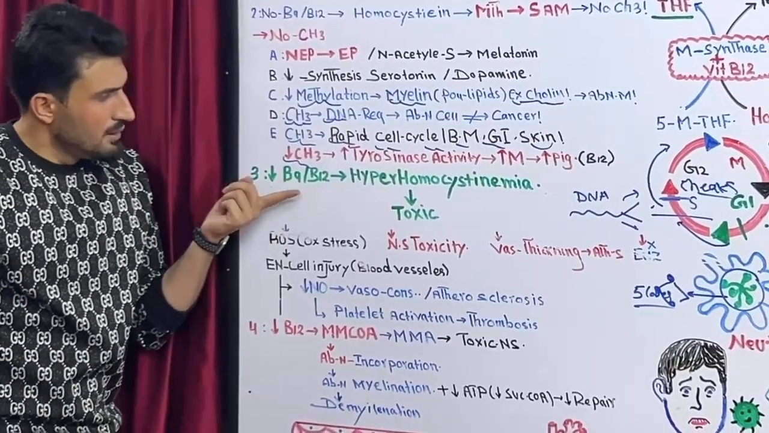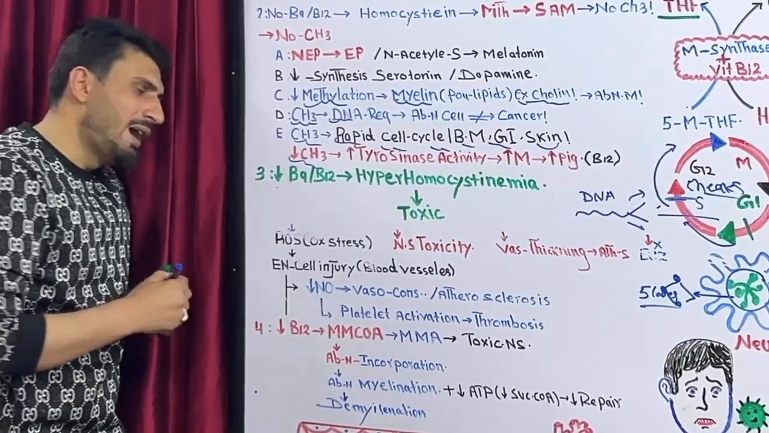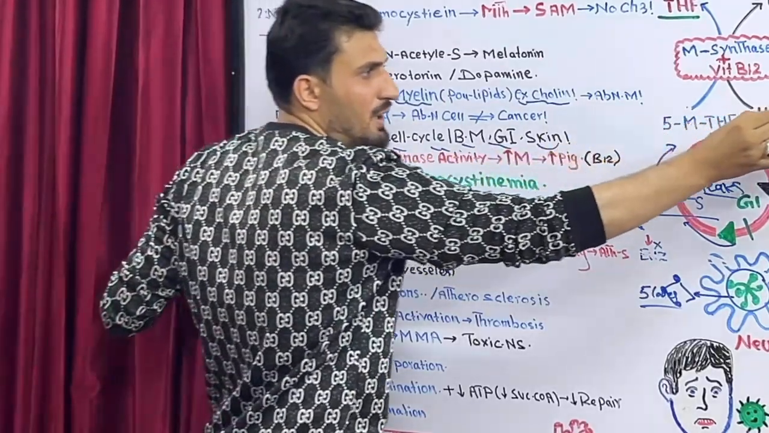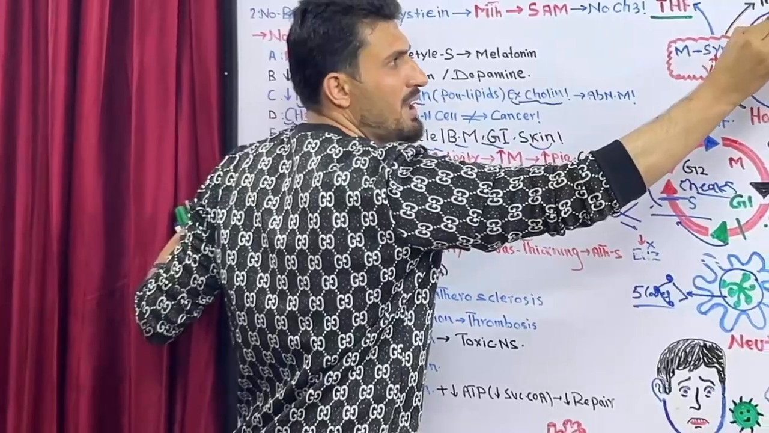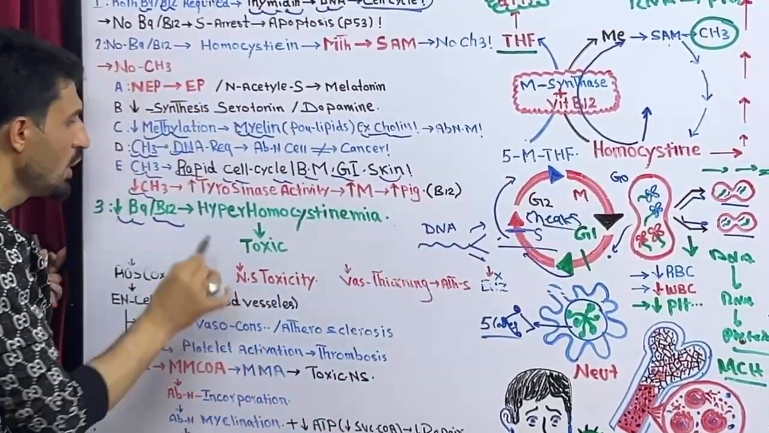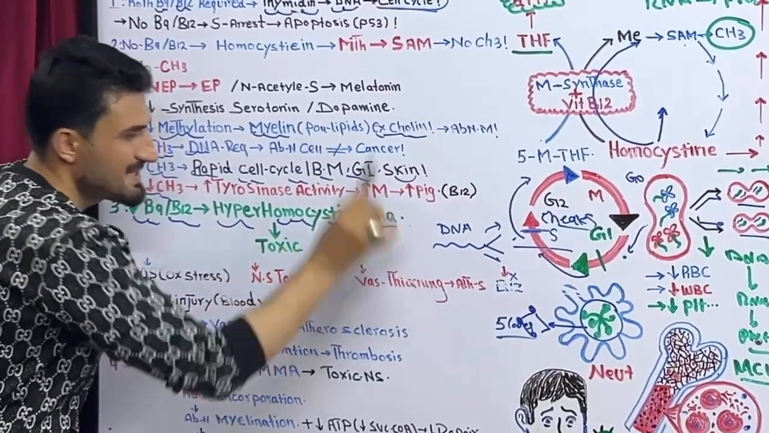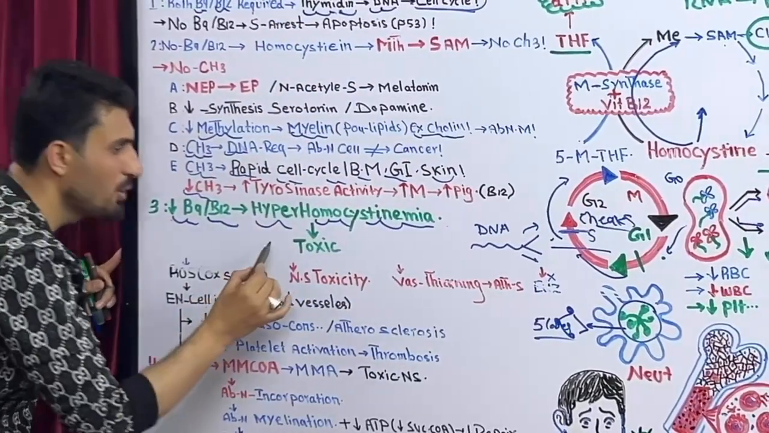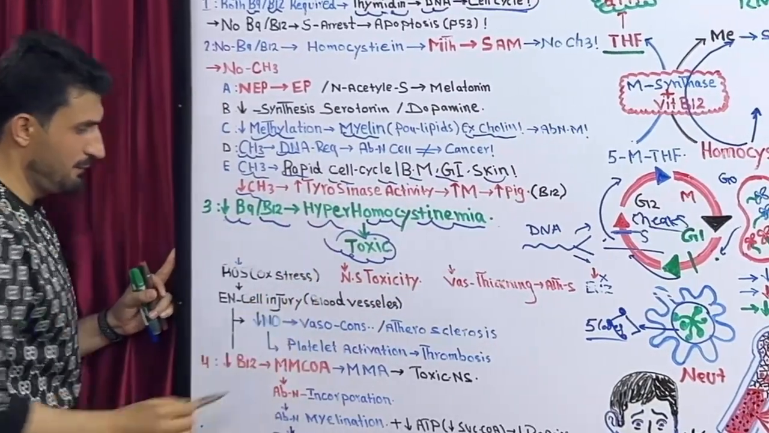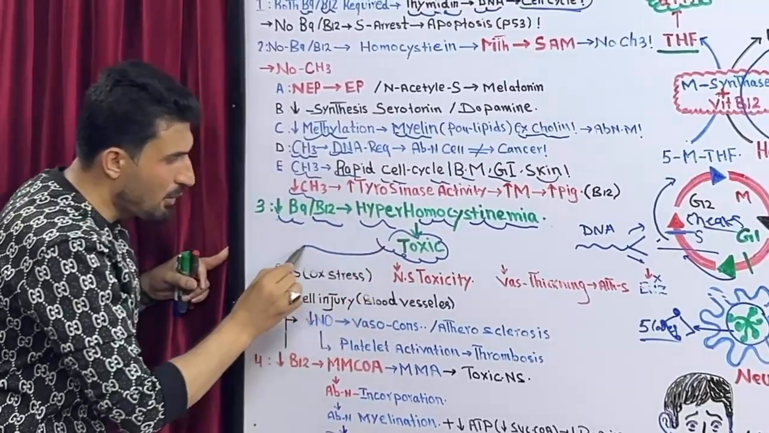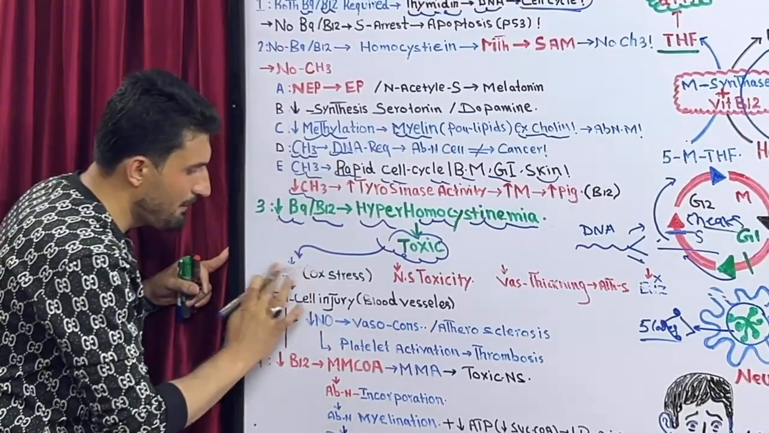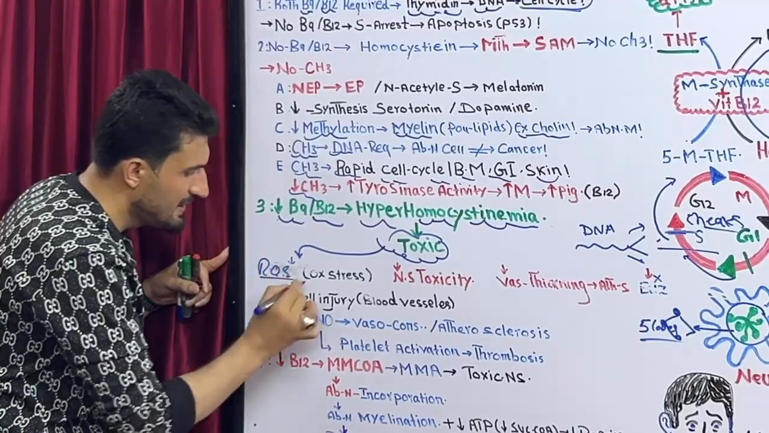Now, when I don't have enough vitamin B9 and vitamin B12, it means I cannot convert homocysteine to methionine, and homocysteine accumulates inside our blood, which is called hyperhomocysteinemia. And this hyperhomocysteinemia is toxic. How is it toxic? First, hyperhomocysteinemia produces ROS, or reactive oxygen species.